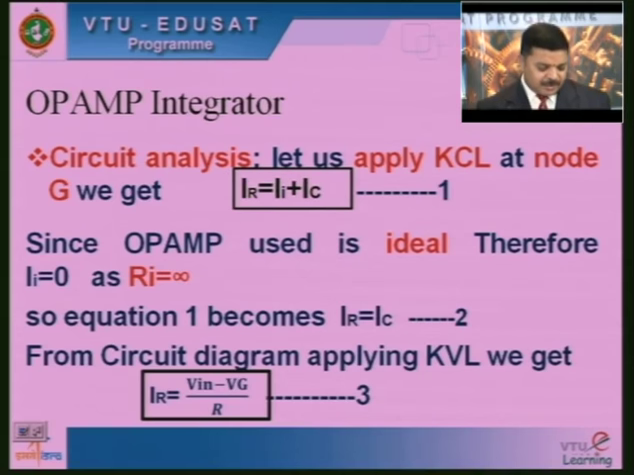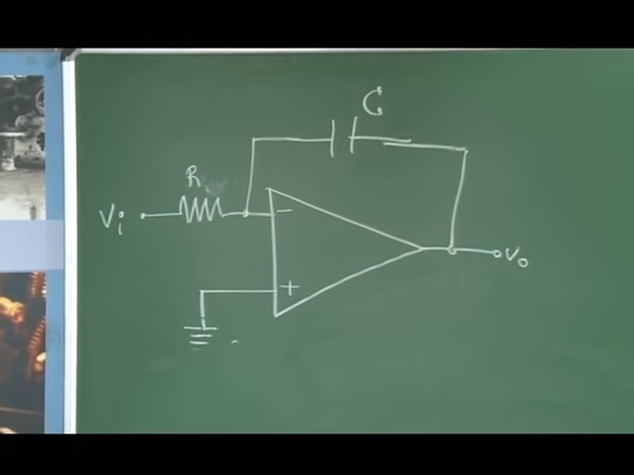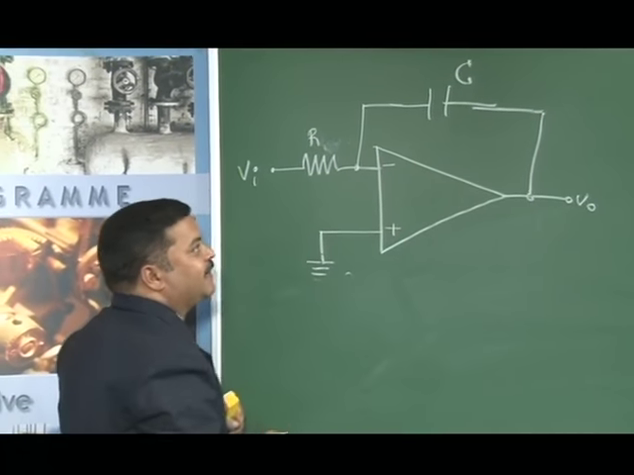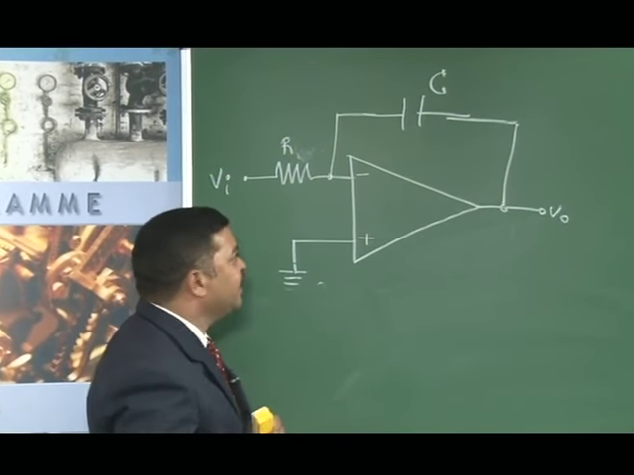Now, let us move on to the circuit analysis for the integrator circuit on the board. As I told you, in an inverting amplifier, if I replace the feedback resistor by a capacitor, we will get an integrator circuit. Let me call this R. So, this is the integrator circuit. Very simple, inverting amplifier can be converted to integrator by just replacing the feedback resistor by feedback capacitor.